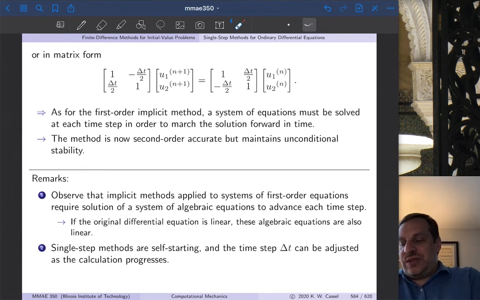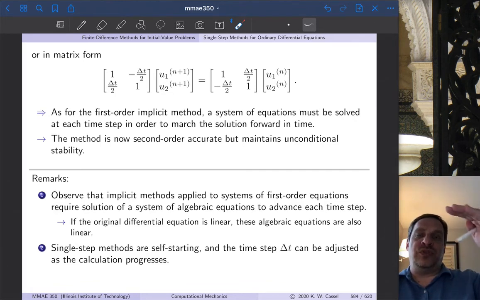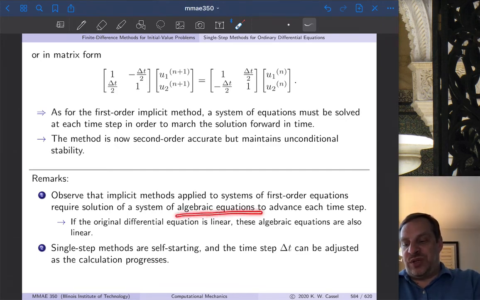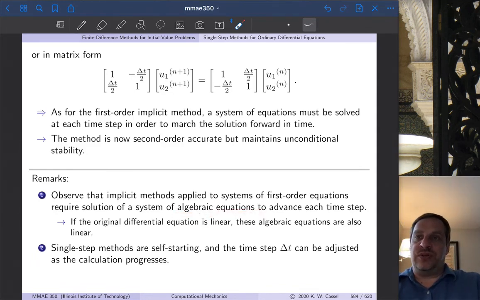So you'll notice that these implicit methods, so first order implicit method and Crank-Nicolson method, when applied to a system of first order equations, lead to essentially, so if you remember our numerical solution procedure, steps 1, 2, and 3, so step 3 involves solving a linear algebraic system of equations if the original differential equation was linear. If not, then it's a nonlinear system.